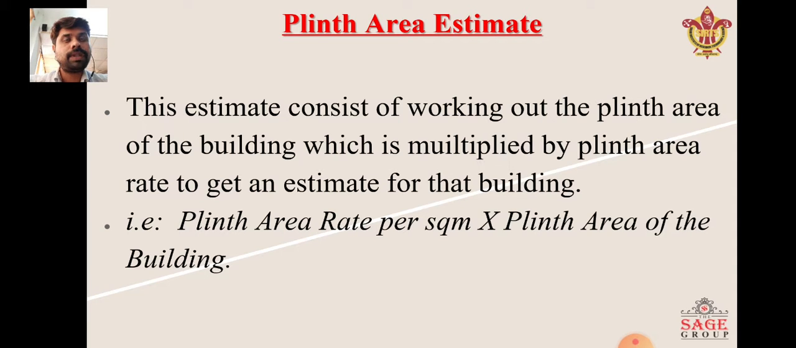The next type of estimate is plinth area estimate. This estimate consists of working out the plinth area of the building, which is multiplied by the plinth area rate to get an estimate for that building. Plinth area estimate is basically an approximate estimate, or it is the estimate which we can calculate on a thumb rule basis. In this method, we simply multiply the plinth area rate with the plinth area of the building, and we can get the total amount or building construction cost.